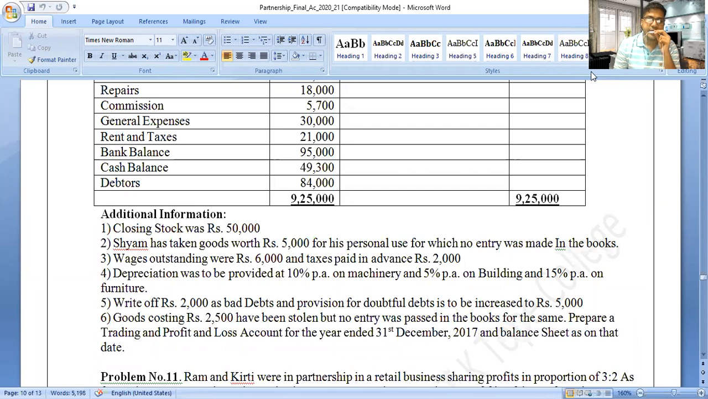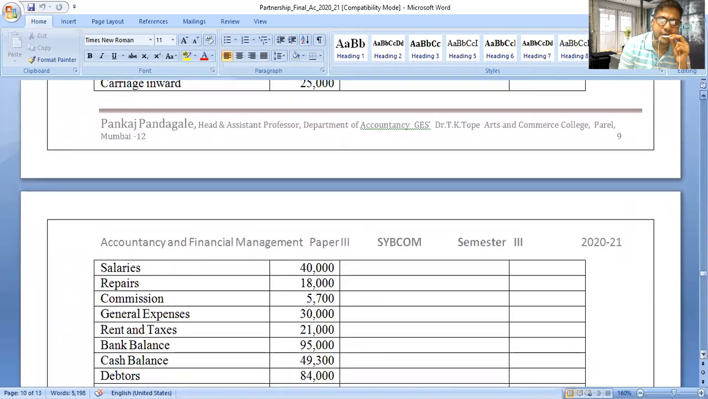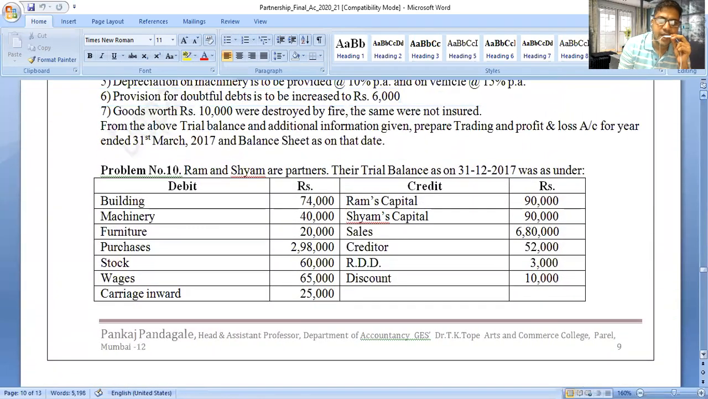Prepare a trading and profit and loss account for the year ended 31st December 2017 and balance sheet as on that date. See, friends, this is a particular problem. Here, two partners are involved, Ram and Sham, and they are provided various kinds of detailed information.